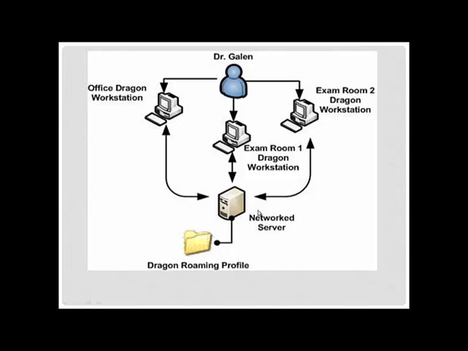And the same goes here for Dr. Galen in this example. 3 different workstations in 3 different rooms, and no matter which one he goes to, he will authenticate here with the domain controller, and all his information will be available, as you can see here, on his roaming profile.